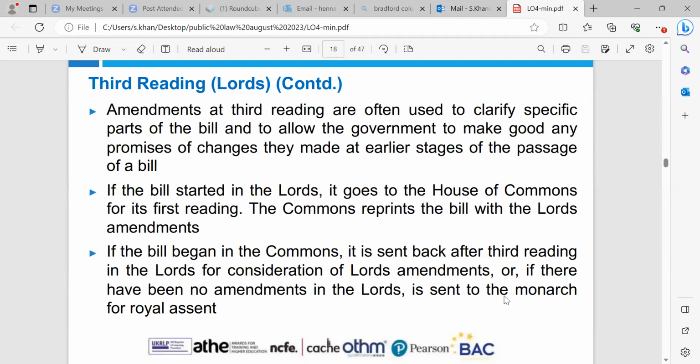Third reading at the House of Lords. Amendments at third reading are often used to clarify specific parts of the bill and to allow the government to make good any promises they made at earlier stages of the passage of the bill.